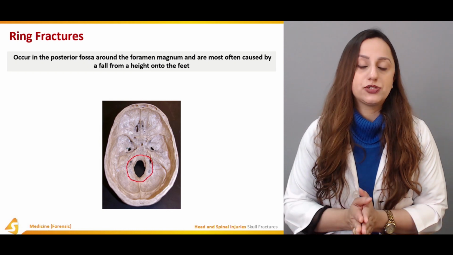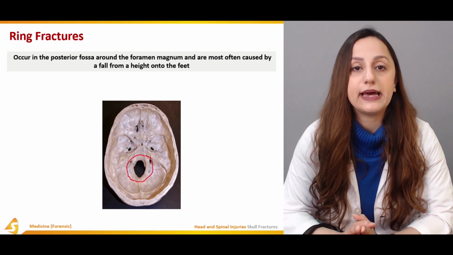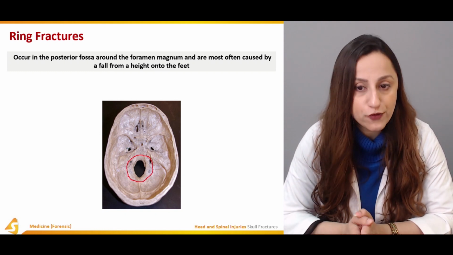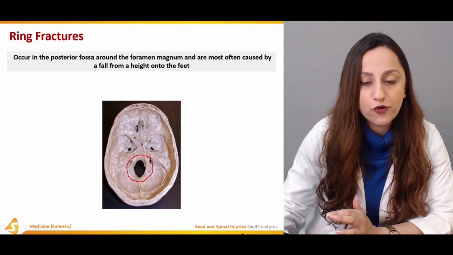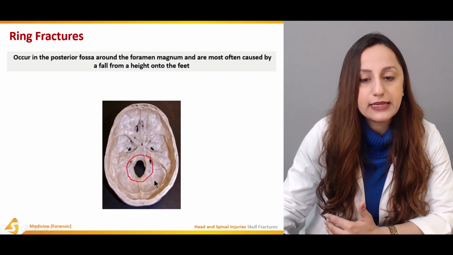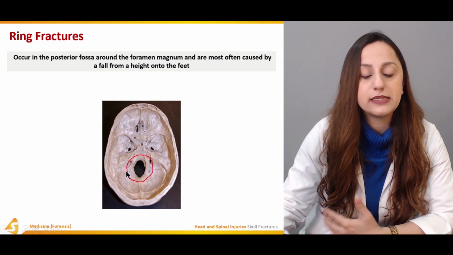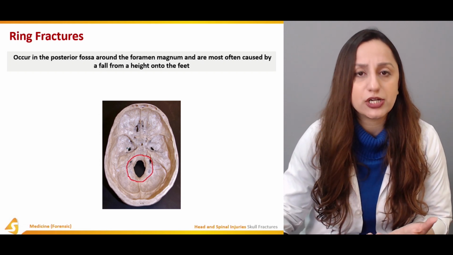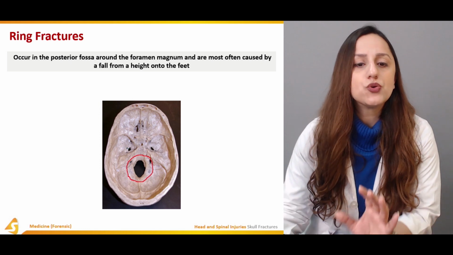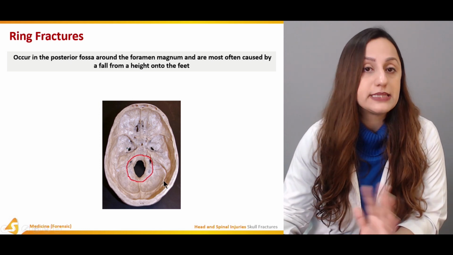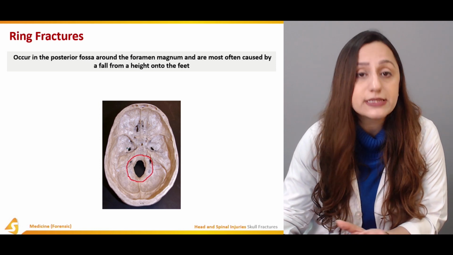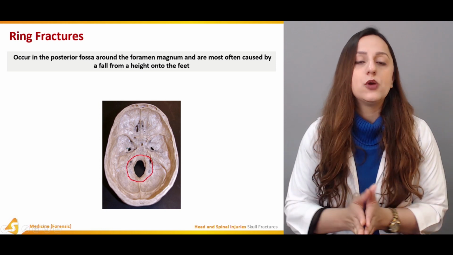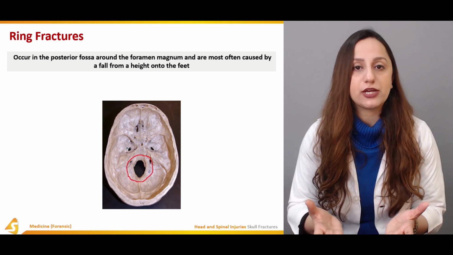So the ring fractures. Ring fractures are fractures around the foramen magnum and are most often caused by a fall from a height onto the feet. The foramen magnum is shown in this diagram. It's this area at the base of the skull, and it passes the veins and the arteries and all of the structures. Basically, the brain stem is passing through it. So all of these structures can be damaged as well, and it's part and parcel of these ring fractures. So we have to consider all of them in detail whenever we come across any case of ring fracture.